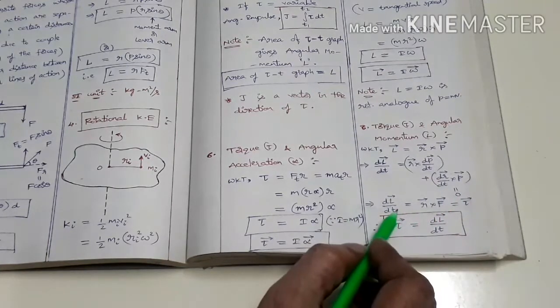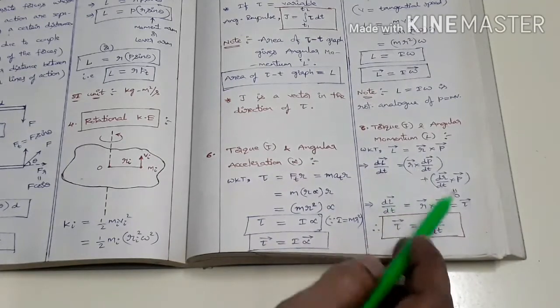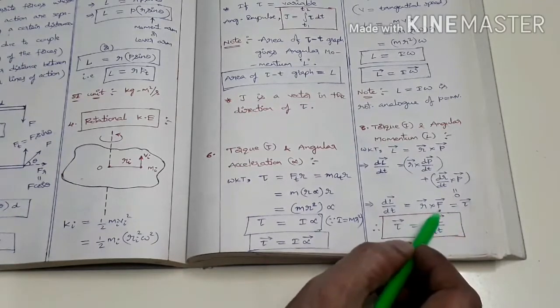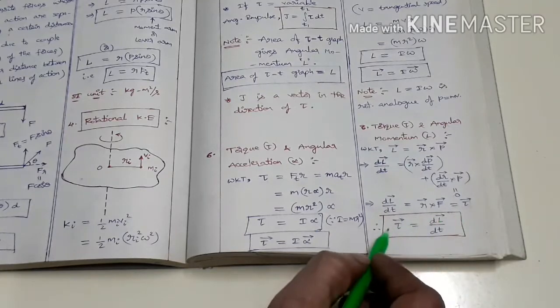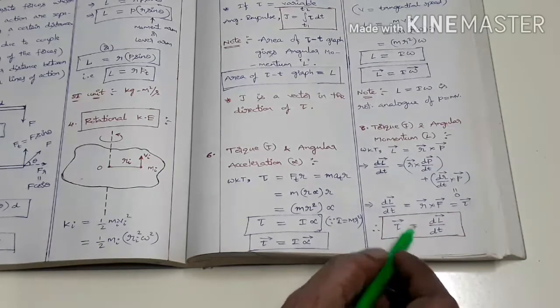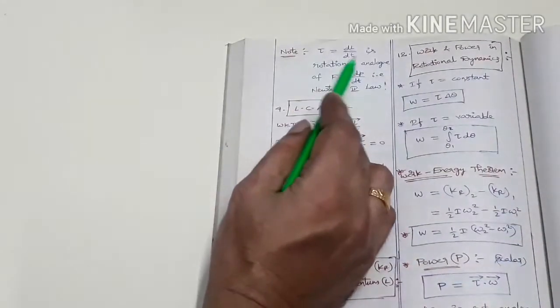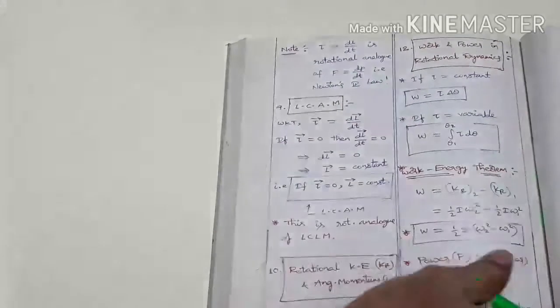So dL bar by dt equal to R bar cross F bar, because dP bar by dt is F bar. So this is equal to tau bar. You know, R bar cross F bar equal to torque. Torque tau bar equal to R bar cross F bar. So therefore torque tau bar equal to dL bar by dt. So note, tau equal to dL by dt is the rotational analog of F equal to dP by dt. That is Newton's second law.